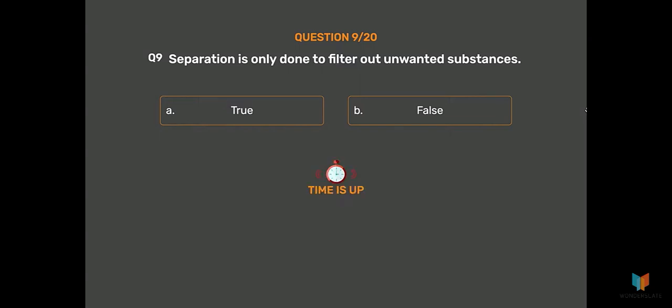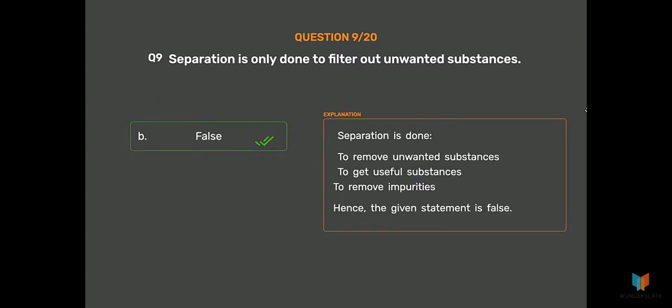The correct answer is option B. False. Separation is done to remove unwanted substances to get useful substances, to remove impurities. Hence, the given statement is false.